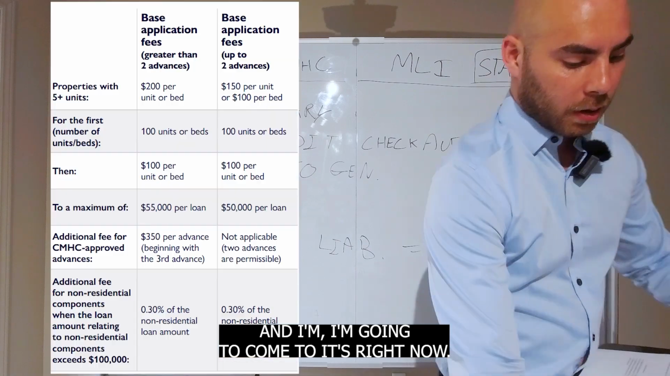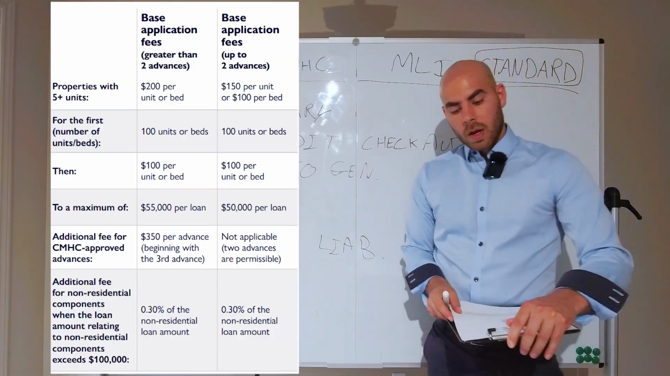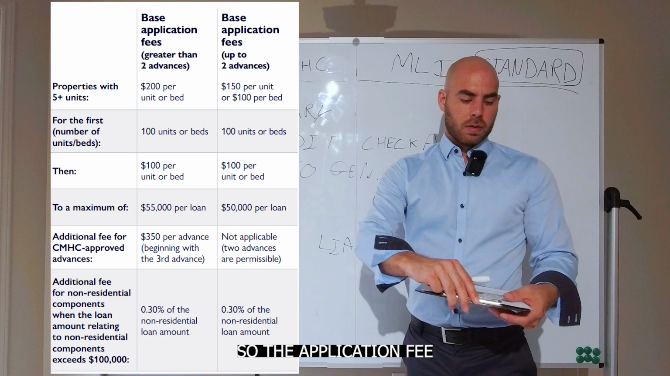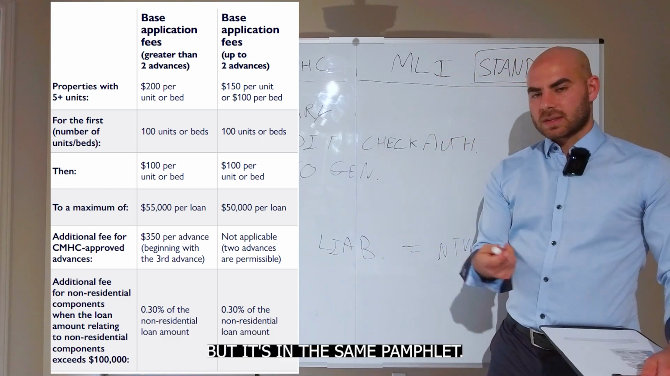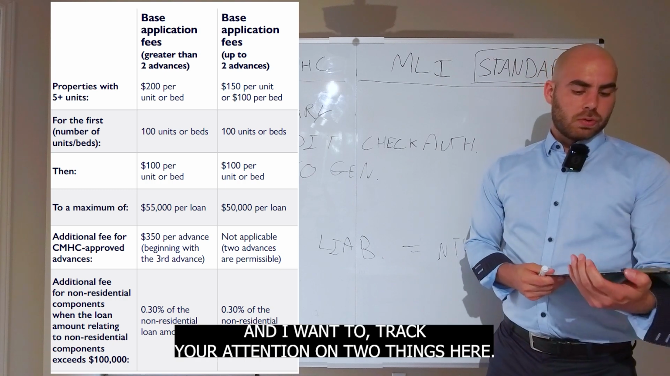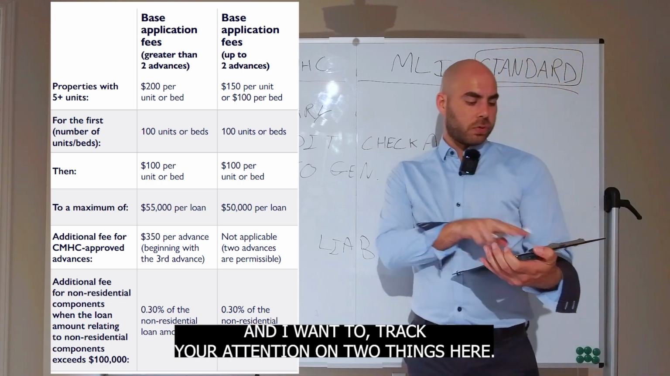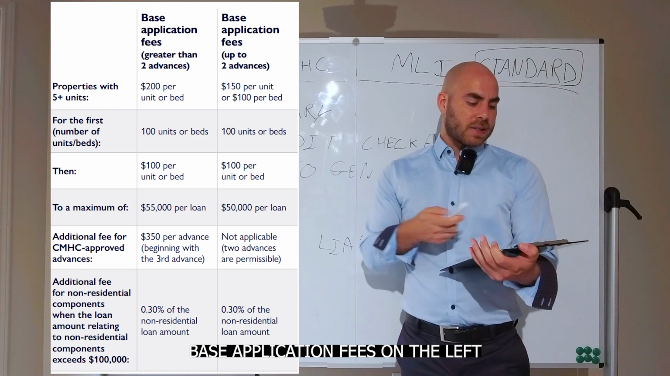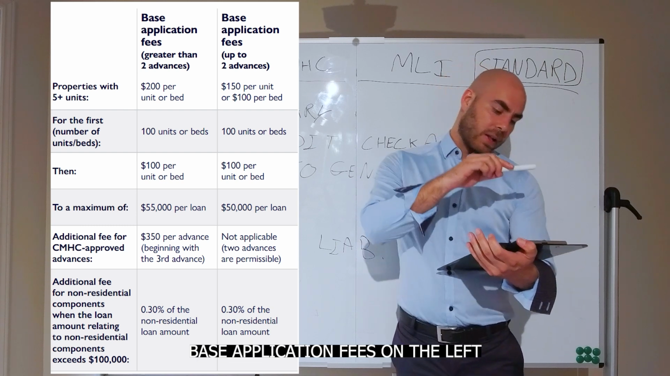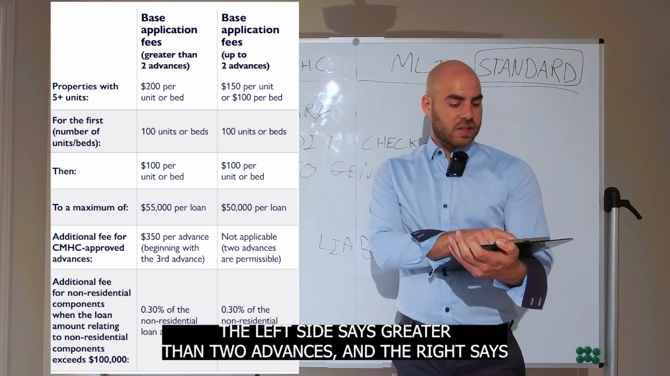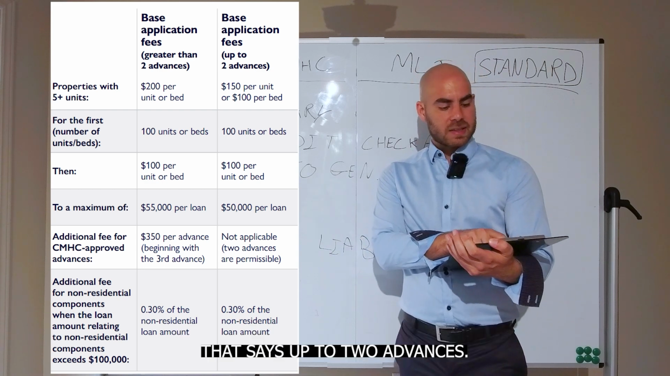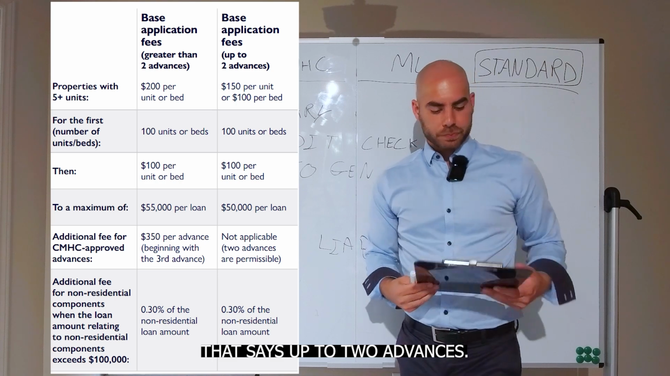And I'm going to come to it right now. So the application fee is on this board. I'm gonna put the board to the screen, but it's in the same pamphlet. And I want to attract your attention on two things here, okay? Base application fees on the left side and base application fee on the right side. The left side says greater than 2 advances and the right says up to 2 advances.